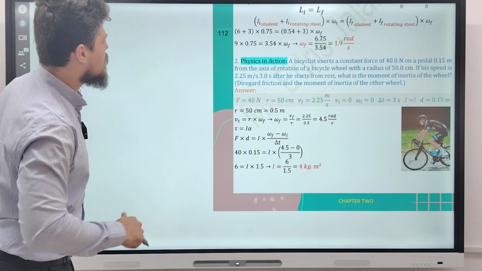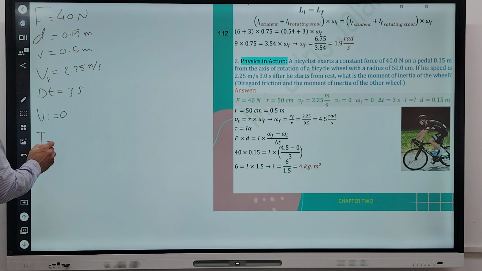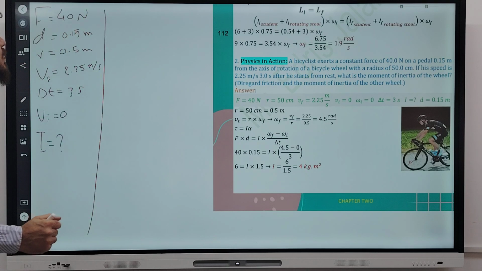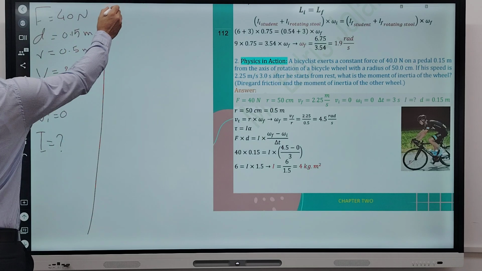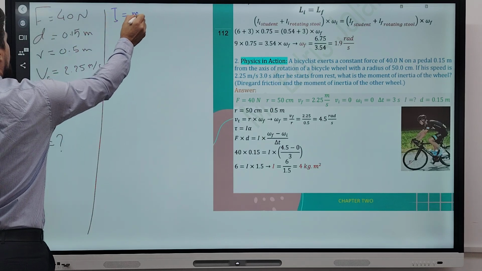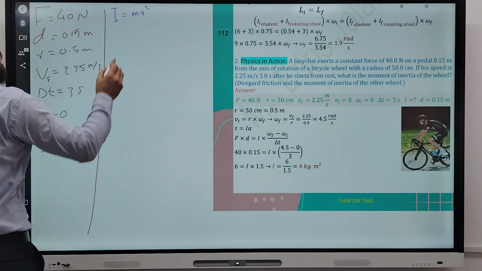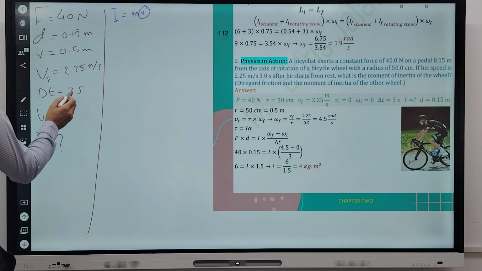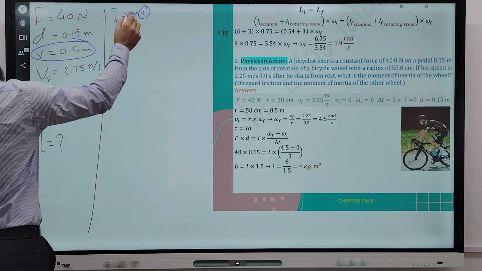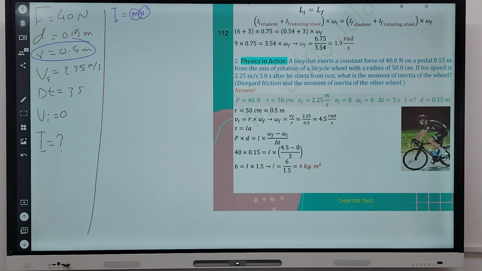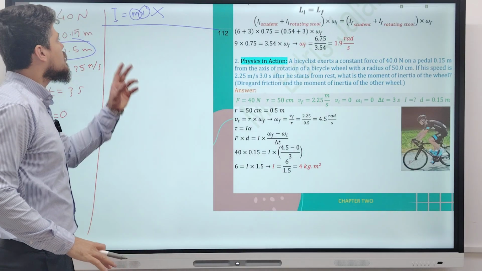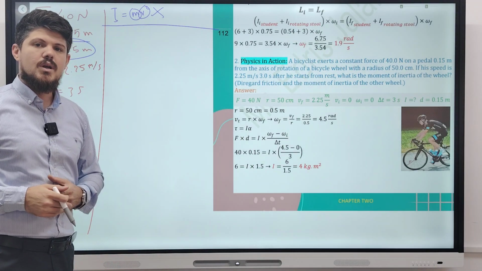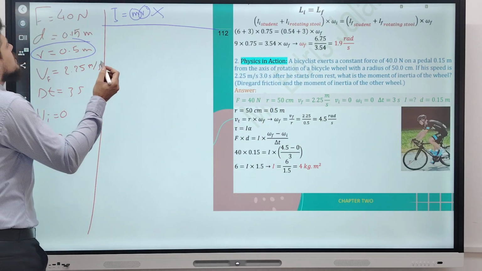What is the moment of inertia of the wheel? What is unknown? The moment of inertia of the wheel. So, how can you determine it? The moment of inertia of the wheel is equal to mr squared. Do we have r? Yes, the radius of the tire was given, 0.5. But do we have the mass of the wheel? No. So that is why we cannot use this relation. Be careful. You cannot use this relation to find the moment of inertia of the wheel. So you have to think about another equation.